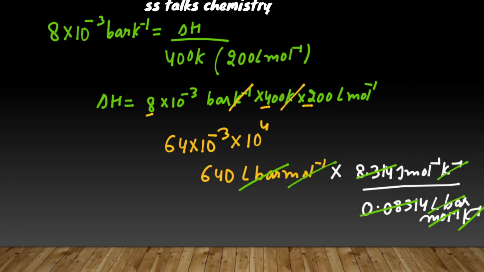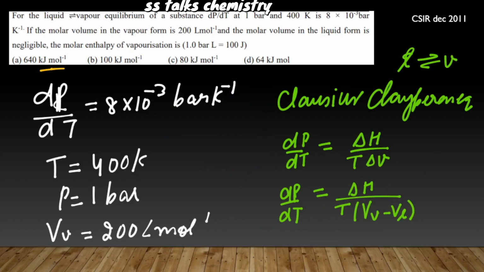This comes out to be approximately 100 over here, right? So it is becoming 64,000, in the units of joule per mole. Now we want it in the units of kilojoules per mole, so it will be 64 kilojoules per mole. This is going to be the answer, right? So the unit conversion was important in this. So 64 kilojoules per mole, that is option B, is the right answer.